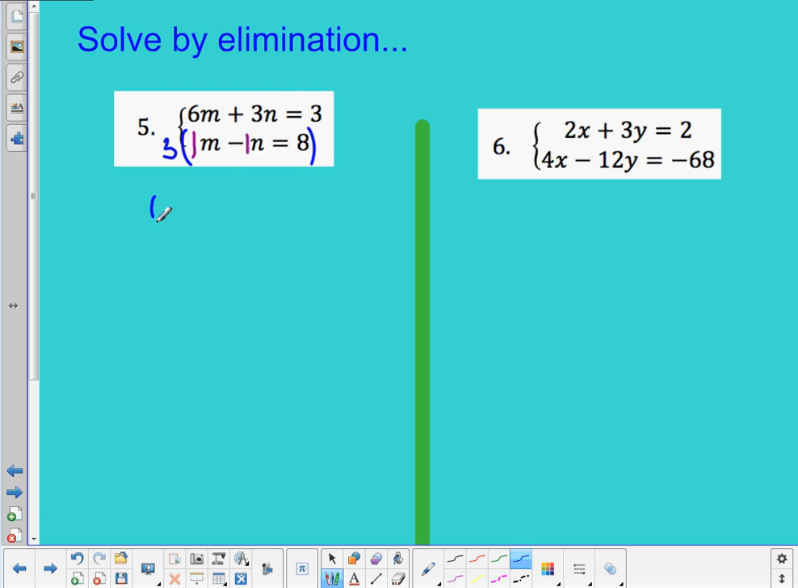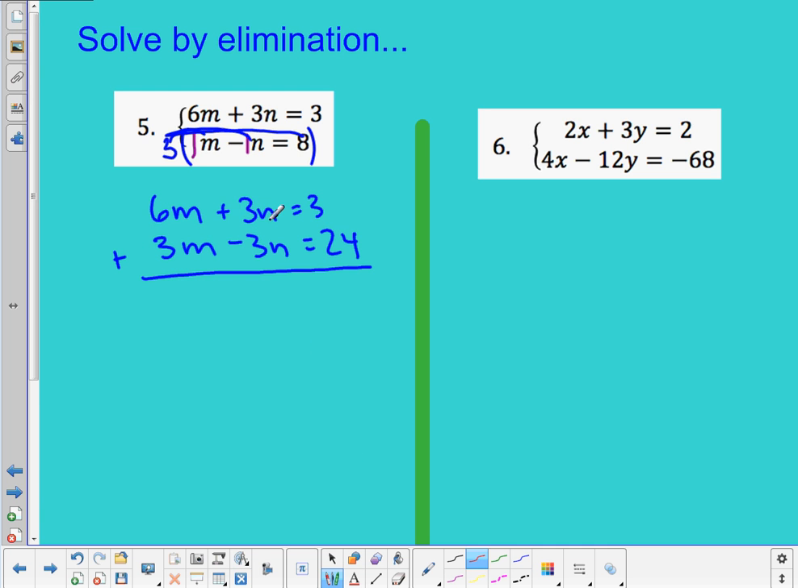So the top equation I'm going to leave the same. 6m plus 3n is equal to 3. The bottom equation, I distribute that all the way through, even across the equal sign. So that's 3m minus 3n is equal to 24. And now let's take a look at what happens when we add them together. When I add these together, my 3 and negative 3 goes away. I have 6m and 3m, which is 9m. And over here, 3 plus 24 is 27.